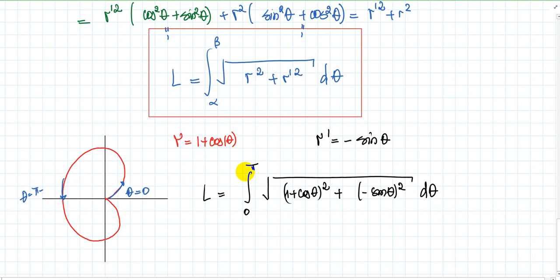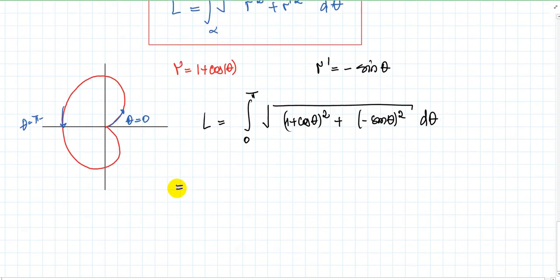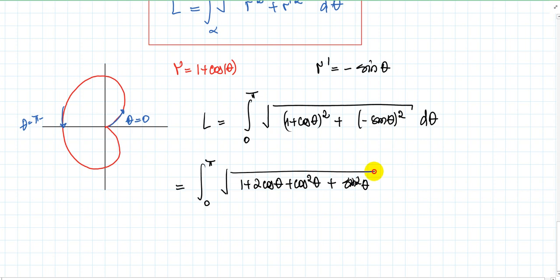Okay, so let's open up the brackets. It's going to be the integration from 0 to pi, square root of 1 plus 2 cosine of theta, plus cosine square of theta, plus, what is the square of the minus sign? It's going to be sine square, d theta.